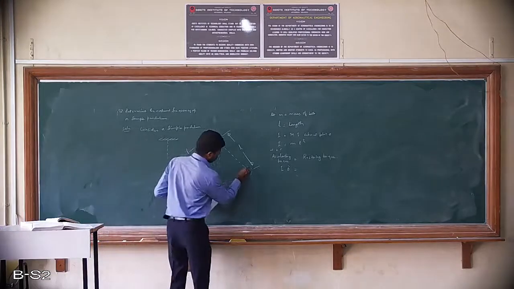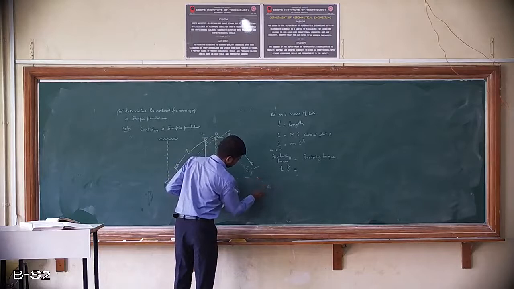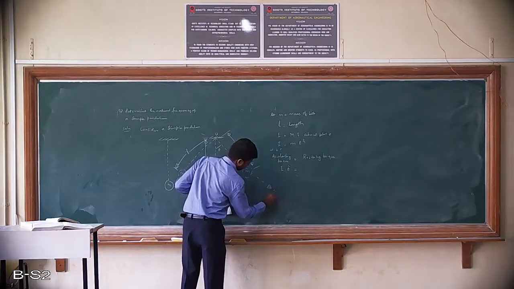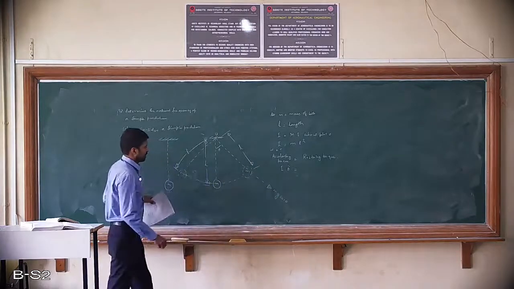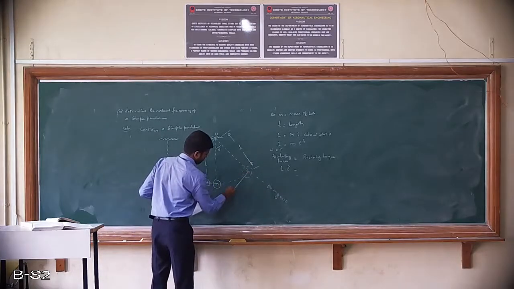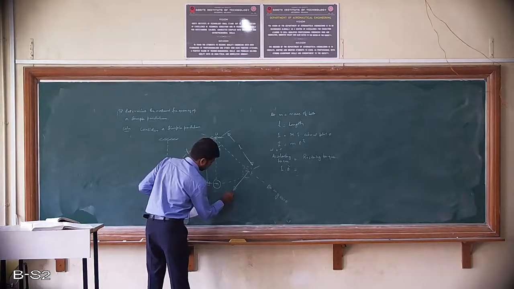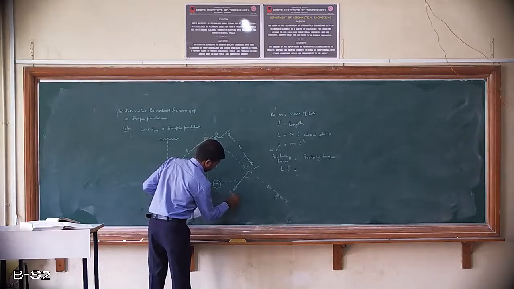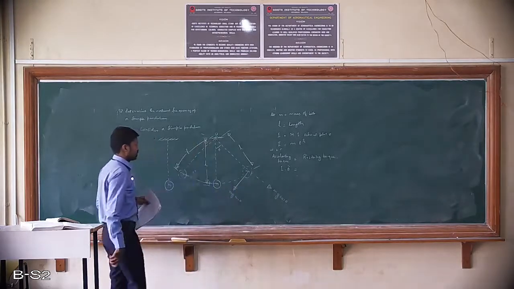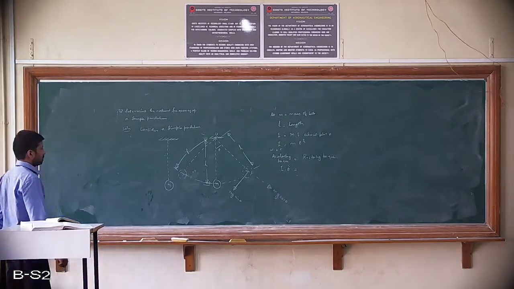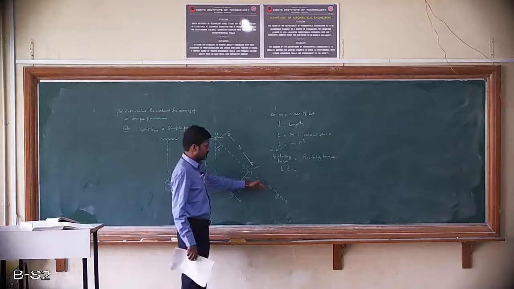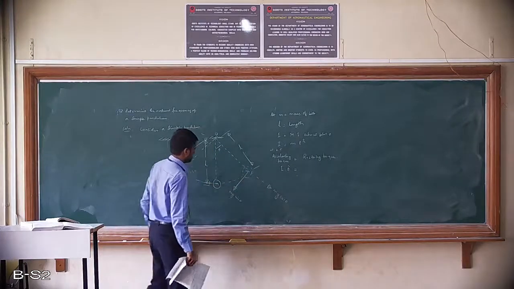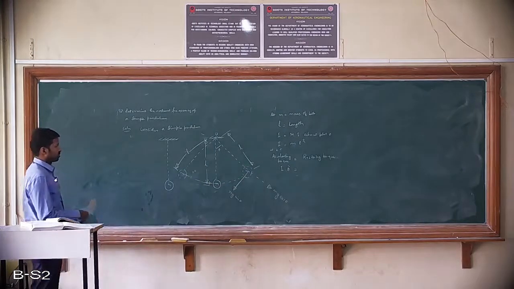I am going to resolve this into two components. One is mg cos theta along the line, and another one is mg sin theta perpendicular to it.